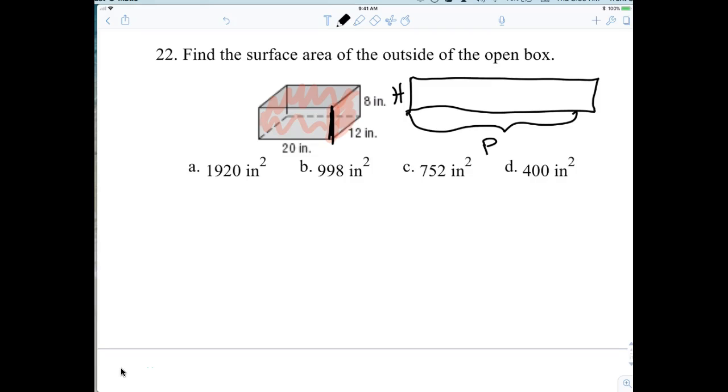The lateral area of a pyramid is not the same, because in a pyramid you're dealing with triangles. So the lateral area would be 1/2 the perimeter times the slant height.